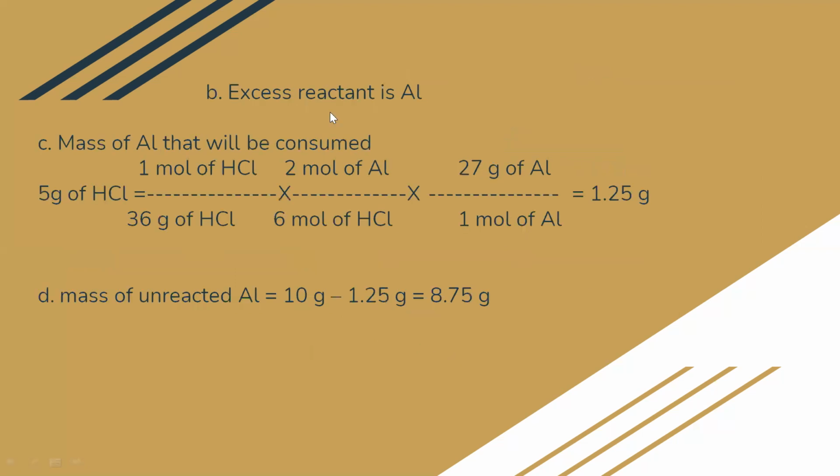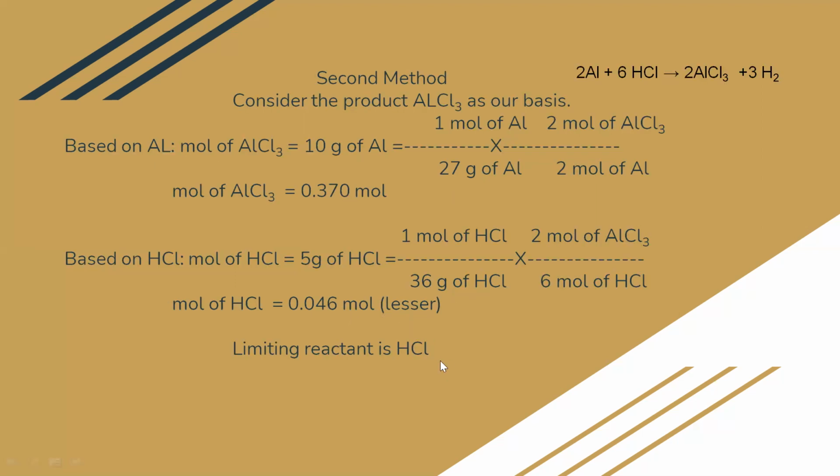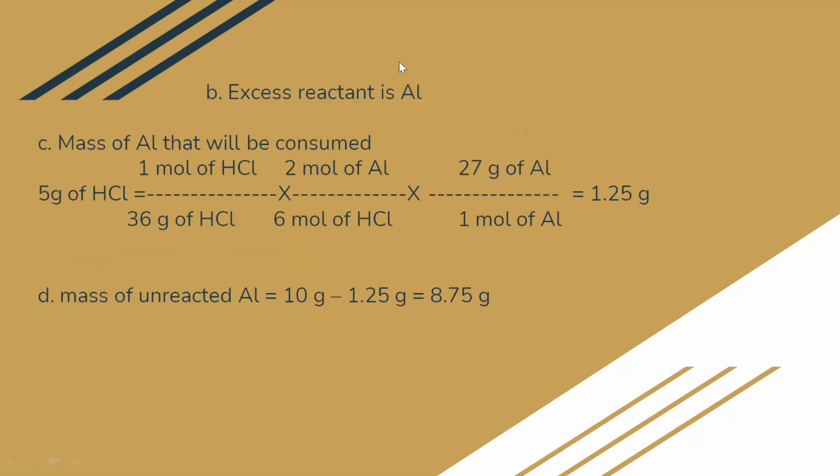Now for letter B, the answer is the excess reactant is aluminum. Of course, the limiting reactant is hydrogen chloride, so the other one, aluminum, is considered the excess reactant. For letter C, the mass of aluminum that will be consumed. Here, this is given: 5 grams of aluminum chloride.